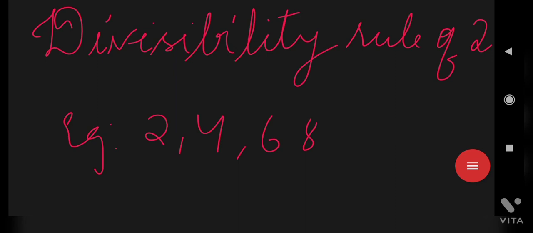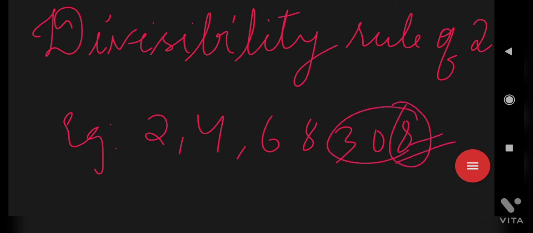If a number is even, or a number whose last digit is an even number, that is 2, 4, 6, 8, including 0, it's always completely divisible by 2. For example, we can take another number like 308.